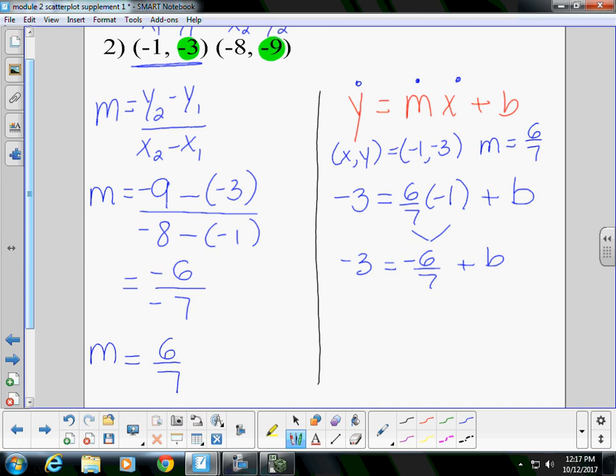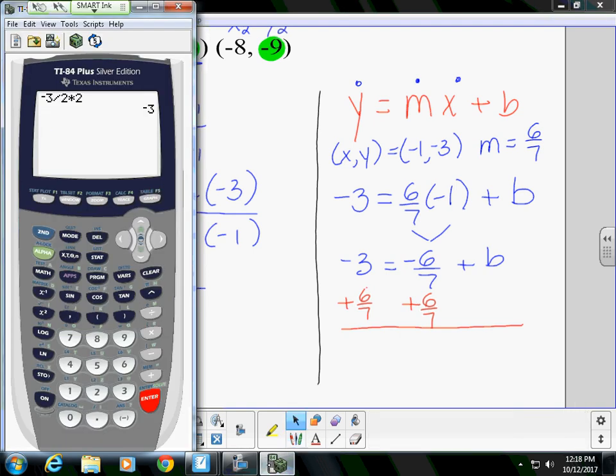Okay, when you try to solve for b, we have to get rid of the -6/7 here. So we have to do the opposite of it. So we're going to add 6/7 to both sides. So I'm going to grab my calculator, and I'll put in -3 plus 6/7. And you can either do 6 divided by 7 and then enter. And you get a decimal, but you can do math, enter, enter, and it'll turn into a fraction, -15/7.